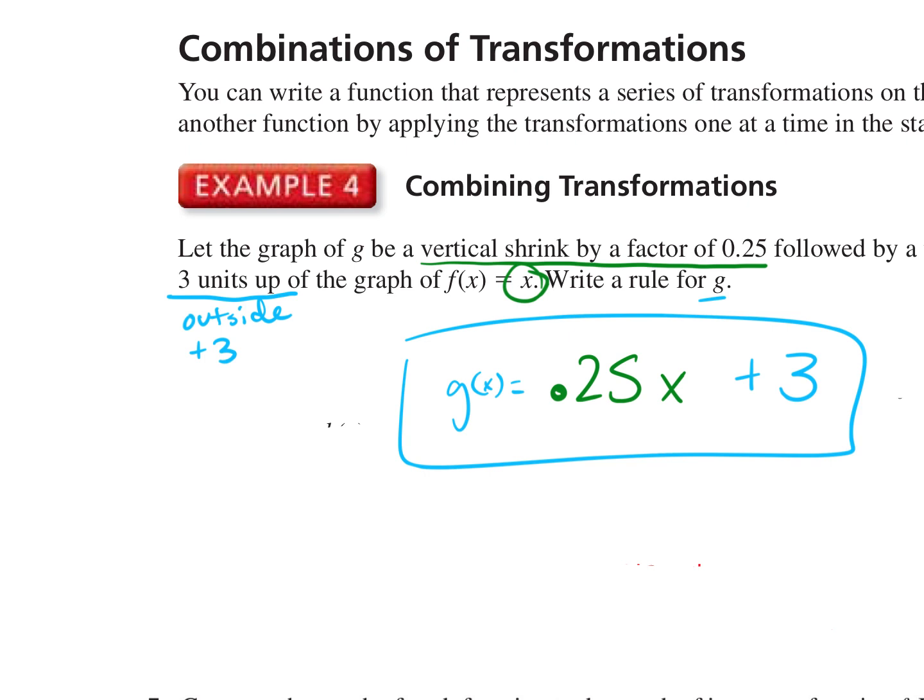If it was inside, would it be 0.25 parentheses x plus 3 parentheses? Yes. So if it was inside, you would either put it in parentheses or like you're applying it directly to the x when it's inside. I think there's an example at the end that we'll do that has an inside one. Any questions here?